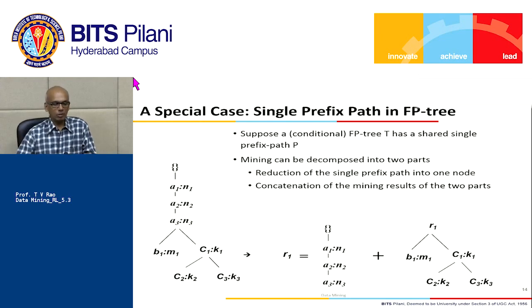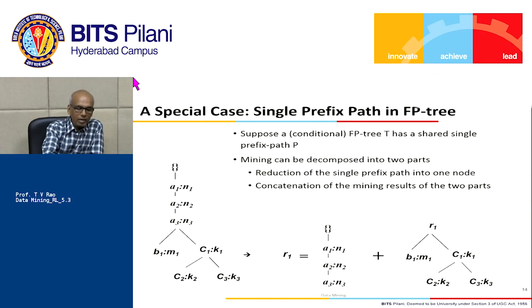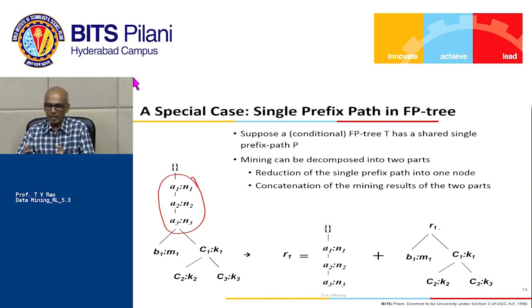It is also possible that sometimes we get a tree which has not branched until you come down some nodes. In this case, you started with A1, A2, A3, and only at A3 it started branching. So this subtree can be converted into a single node, and we can deal with a smaller tree, and the smaller tree is easy to visualize, easy to understand and easy to observe any interesting patterns.